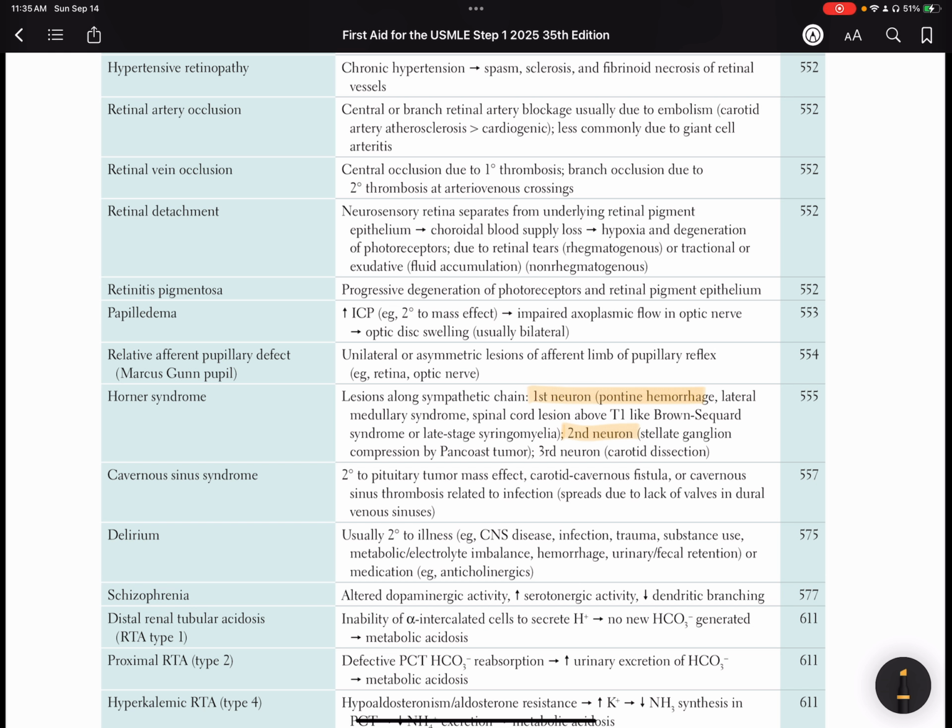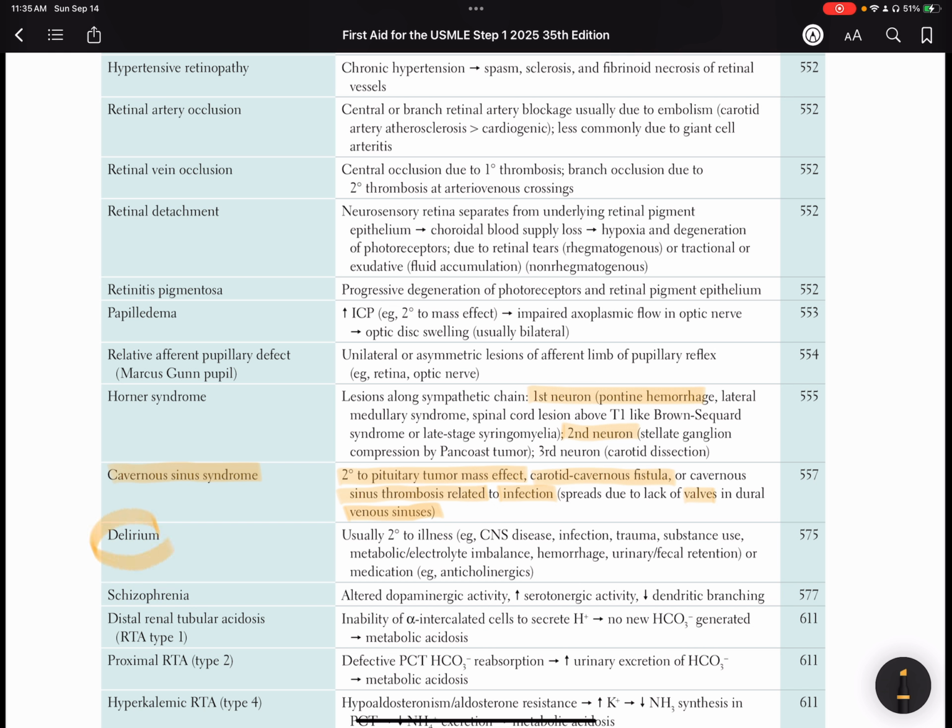Third neuron, carotid dissection. Next condition is cavernous sinus syndrome, secondary to pituitary tumor mass effect, carotid cavernous fistula, or cavernous sinus thrombosis related to infection. Lack of valves in the dural venous sinuses causes spread of infection, which is seen in cavernous sinus syndrome.